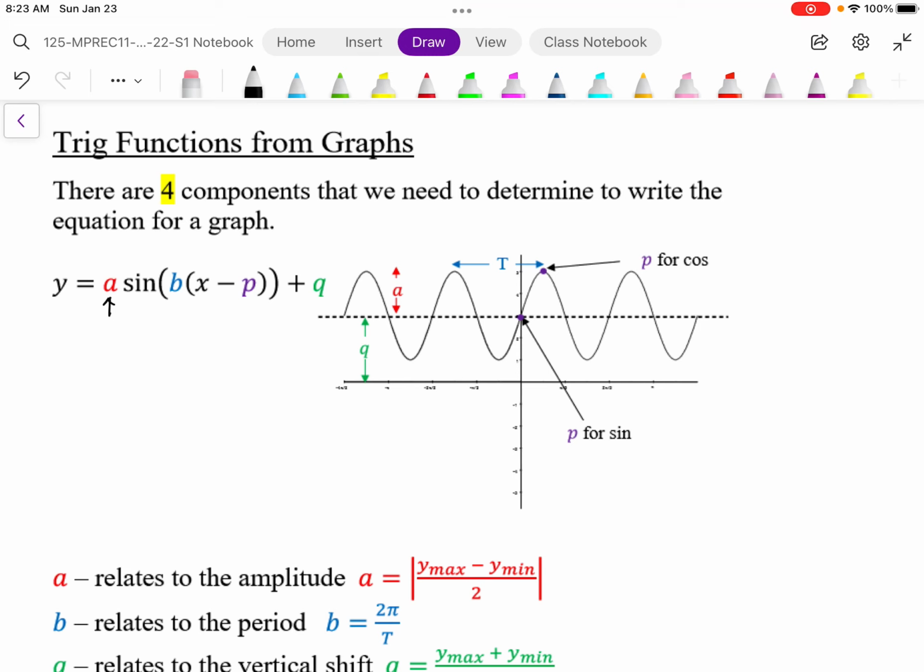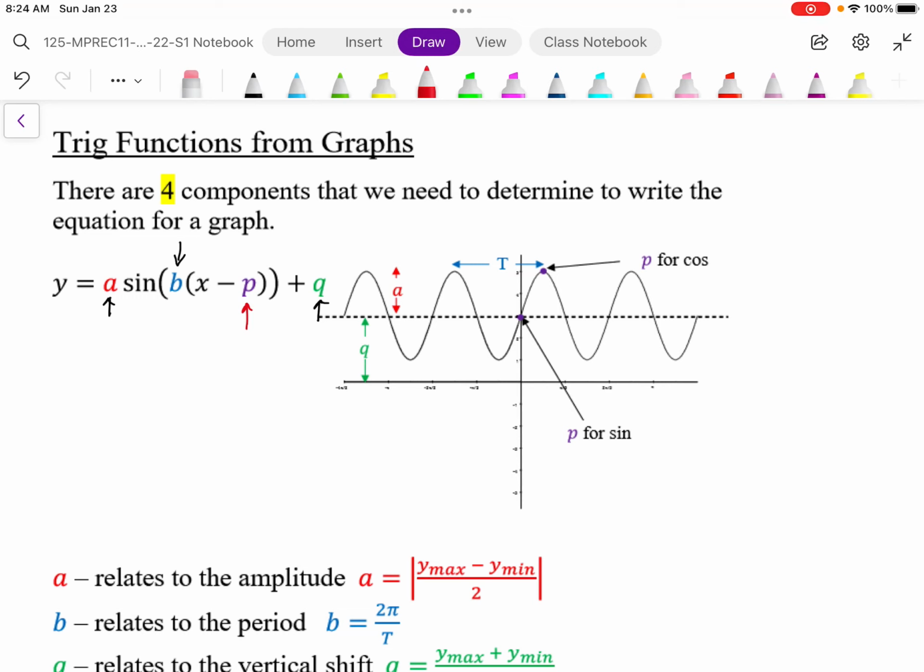We need to know our compression factor, so that relates to the period. We need to know the vertical shift, which is Q. And then we also need to know the horizontal shift, which is P. Now, for sine and cos, A, B, and Q are exactly the same.